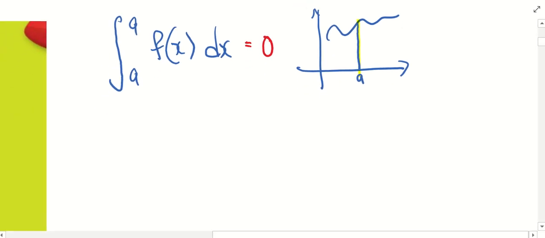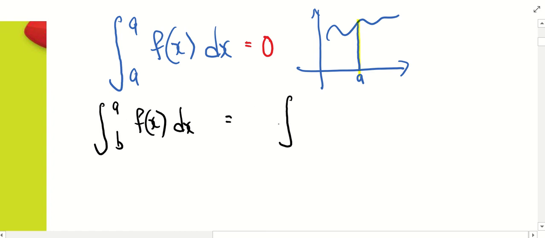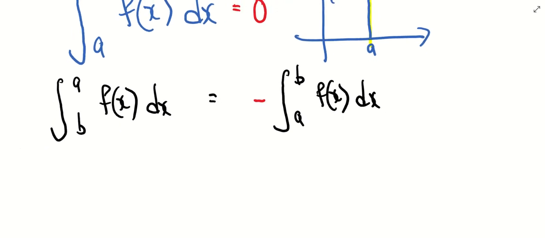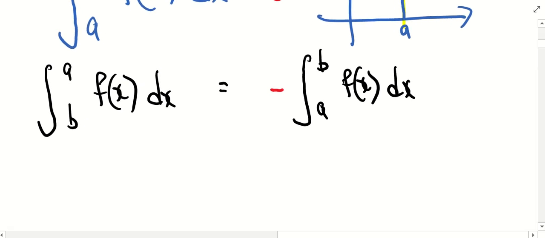Now, another one. What if I have this? Tombalik. What is tombalik? Make a guess. If I flip the upper and lower limit, will the answer still be the same? The absolute value will be the same. But I need to introduce a negative. That means I'm making use of the lower limit minus the upper limit instead of upper limit minus the lower limit. Okay? So, if I flip the upper and lower limit, just remember to introduce a negative sign.